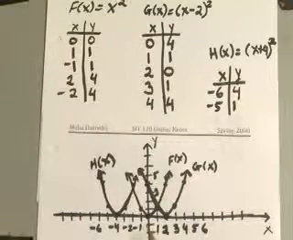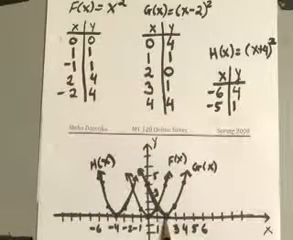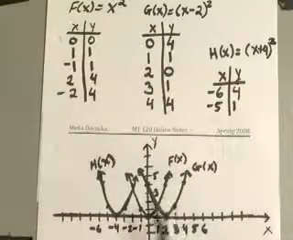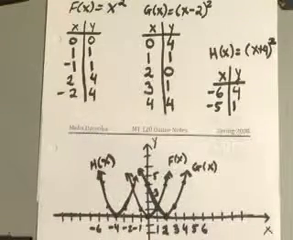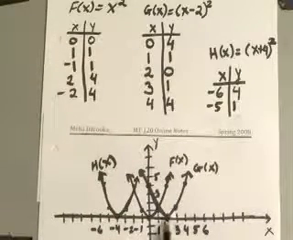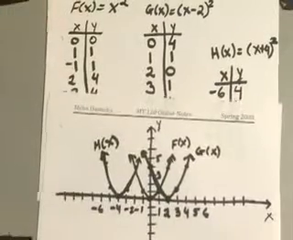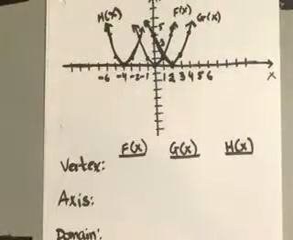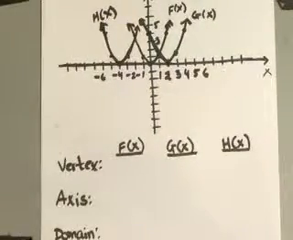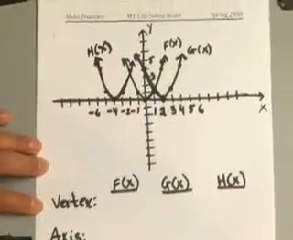Now, unlike your vertical shift, with your horizontal shift you can see your vertex changes, but also your axis is going to change, because now each one of these functions is going to have a different axis. Again, remember, the axis passes through the vertex for each one of these graphs. So let's go ahead and see what these values should be: your vertex, your axis, and then your domain and range. We'll start with the vertex for each one of these functions.